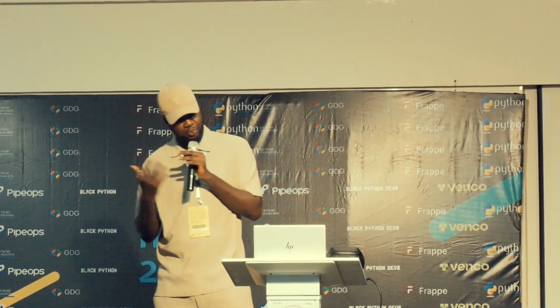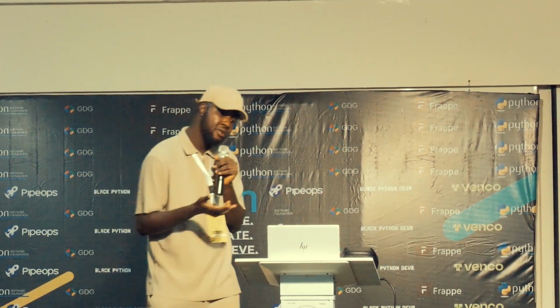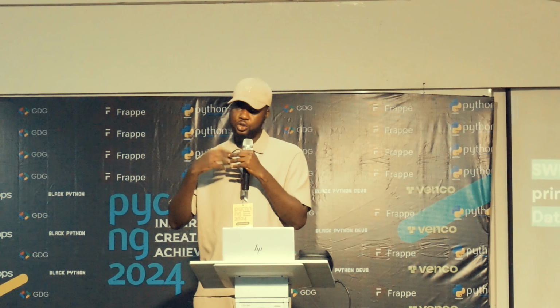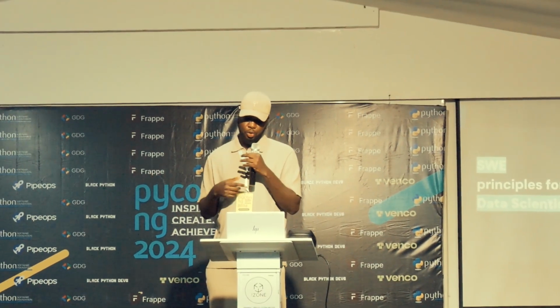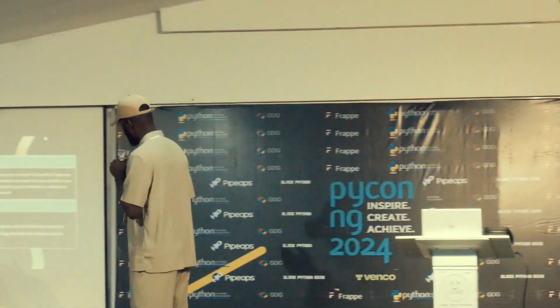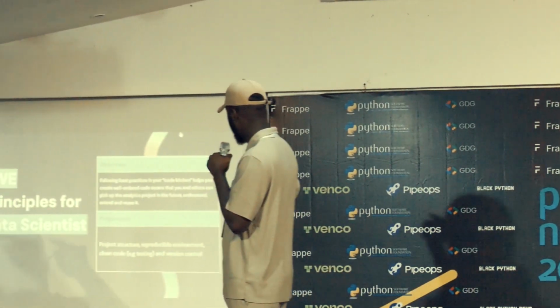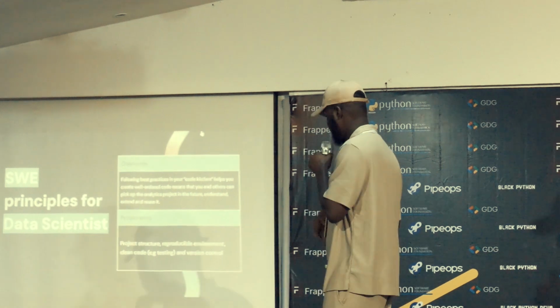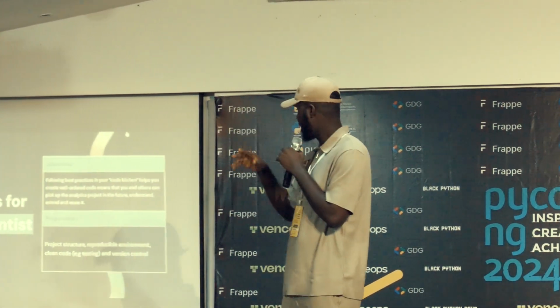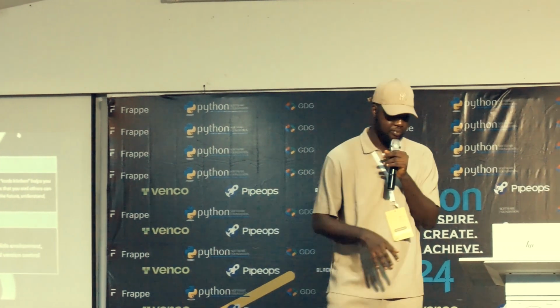So, software engineering principles for data scientists. Following best practices in your code kitchen helps you create well-ordered code, which means that you and others can pick up the analytics project in the future, understand it, extend it, and reuse it. The principles include project structure, reproducible environments, clean code, testing, and version control, whether for your data or your experiments.